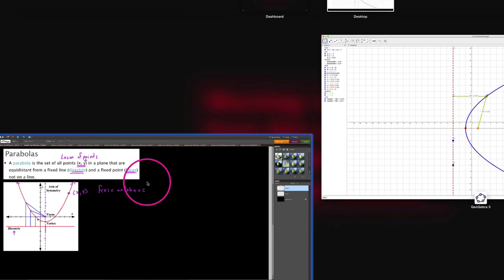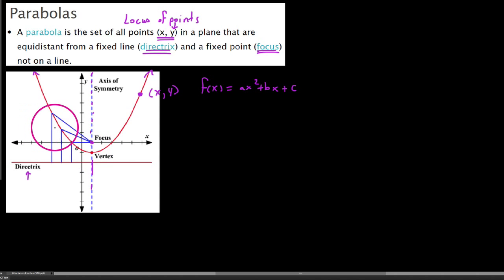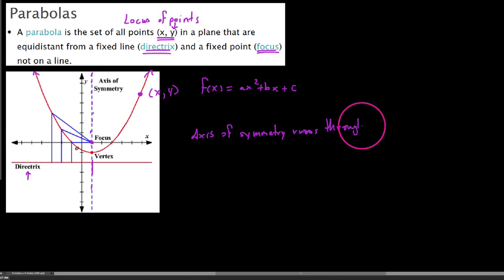We're going to pick apart some of the characteristics we see of this parabola. A few things we want to mention. The axis of symmetry runs through the vertex of the parabola, this point right here.